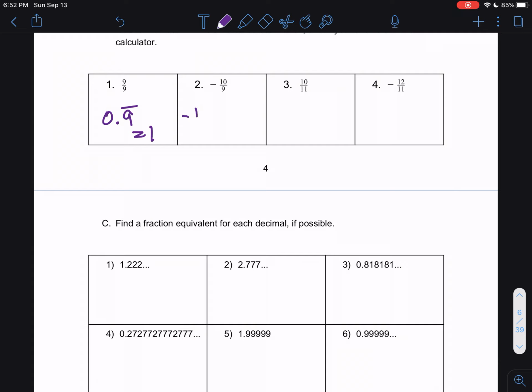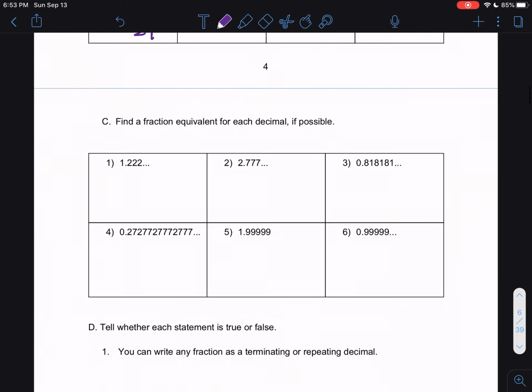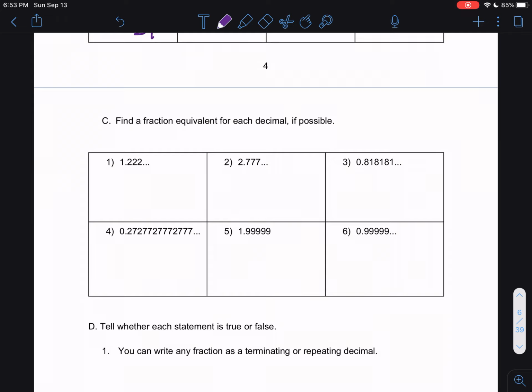Negative 10 ninths would be negative 1.1 repeating. 10 elevenths would be 0.90 repeating. And negative 12 over 11 would be negative 1.09 repeating. Okay, so then for part C, the fraction equivalents, the first would be 1 and 2 ninths, then 2 and 7 ninths. Whoa, that looks like a G. So sorry. 2 and 7 ninths. Number 3 would be 9 over 11 because 9 times 9 is 81.